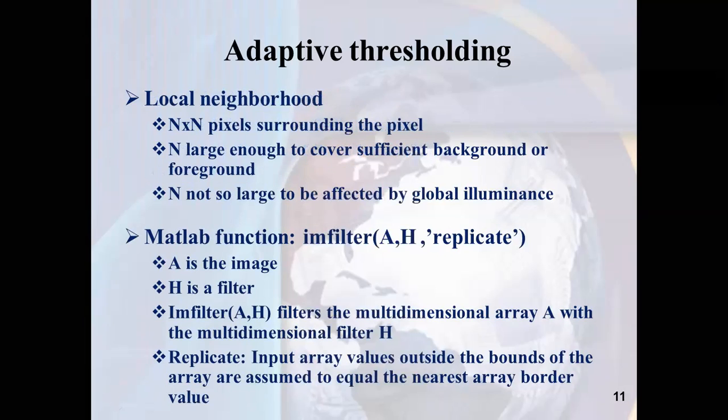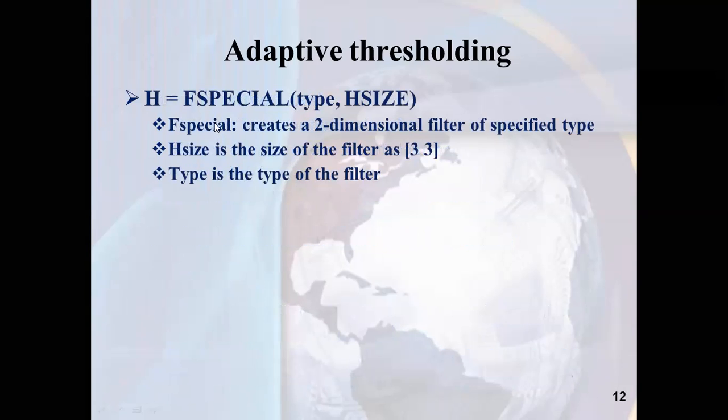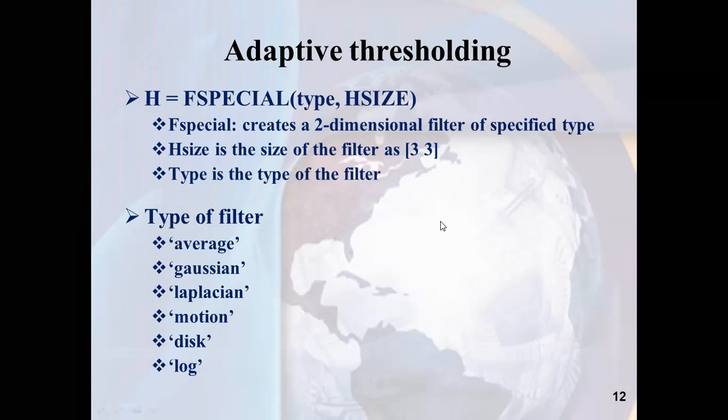H is a filter, and we have different kinds of filters. So fspecial creates a filter of a specified type, and we give it the size of the filter: 3, 5, 6, 7, 8, 9, etc. And we give the type of the filter, because each type of filter has specific properties. So we have the average filter, Gaussian filter, Laplacian filter, motion filter, disk filter, and Laplacian of Gaussian filter, or LoG filter.